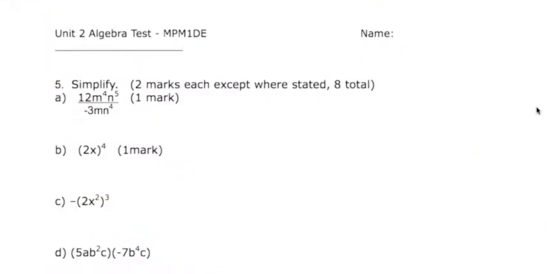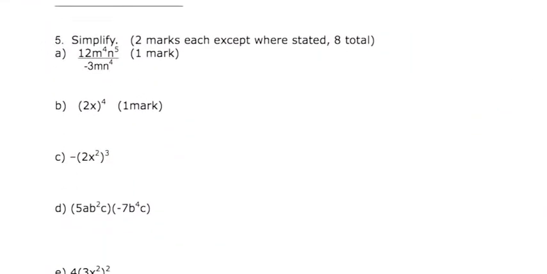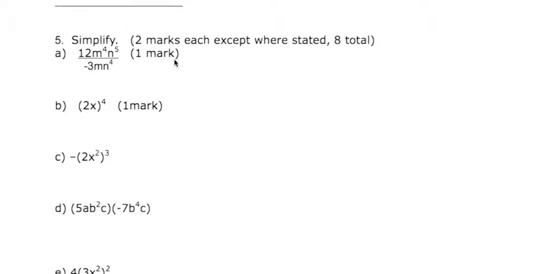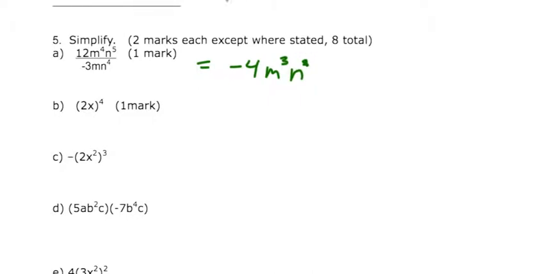Want to go on to exponents. Some people had problems with this one. Exponent laws are important to be followed here. 12 divided by 3 is negative 4. And then I have m to the 4 divided by m. So that's m cubed. Okay, subtract the powers when you divide.